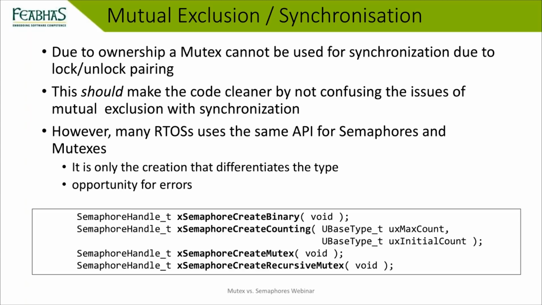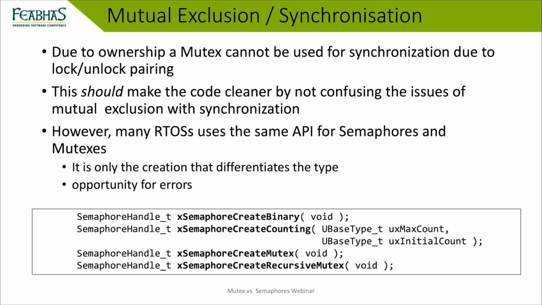So we have a semaphore create binary, a semaphore create counting, and then a semaphore create mutex and a semaphore create recursive mutex. Again, maybe this is a very personal thing, but I really dislike mixing the terms semaphore and mutex in the same API. They are two completely different concepts. Many operating systems will have separate semaphore APIs and mutex APIs, which I think is a slightly better model.